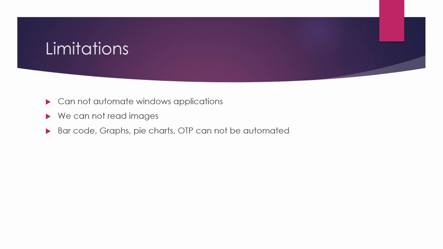Barcodes, graphs, pie charts, and OTP cannot be automated. You have heard about the OTP pin in your banks, right? In India, whenever you pay using a credit card online, you get an OTP pin on your mobile or email ID asking you to enter your OTP. You get a message from the credit card department and enter the OTP. This also cannot be automated by Selenium. These are the drawbacks of Selenium.